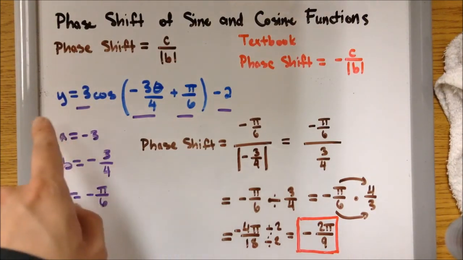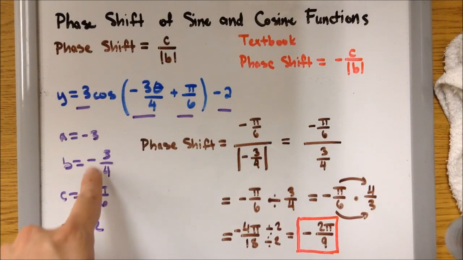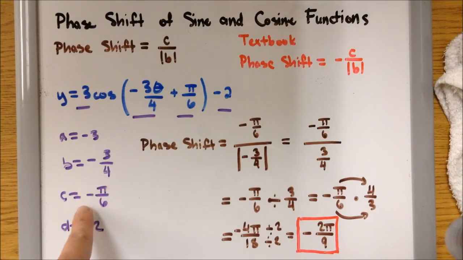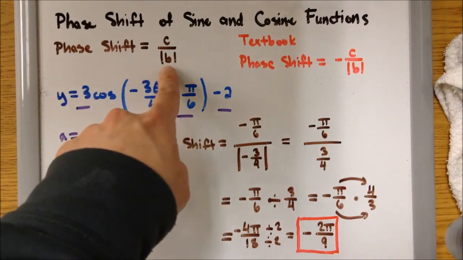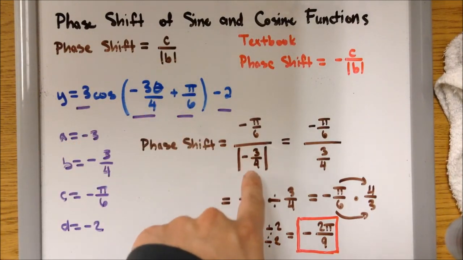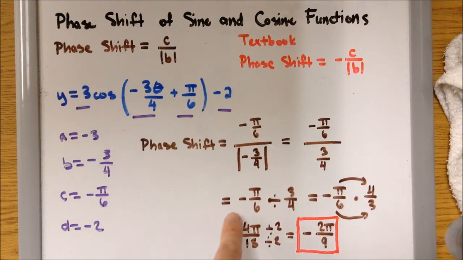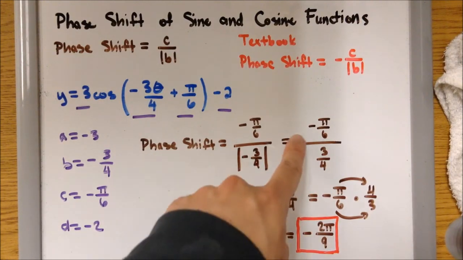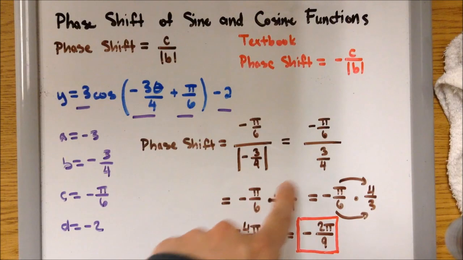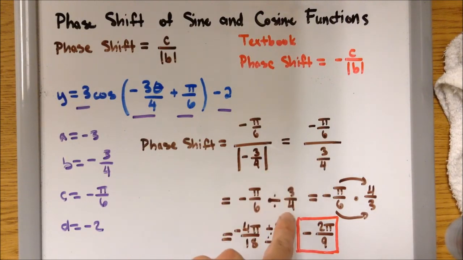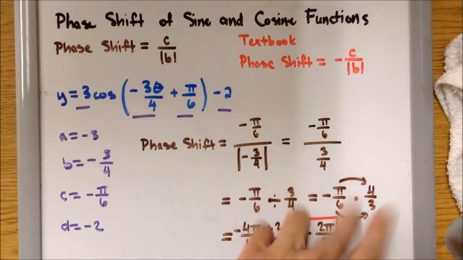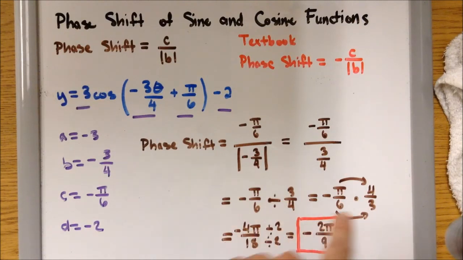So, to review, we got our B value negative 3/4 and our C value negative pi over 6. Plug it in to this formula, and then did the absolute value of negative 3/4, which is just 3/4. We wrote it as a division, so numerator, negative pi over 6 divided by 3/4. Change it to multiplication and flip the second fraction. When we multiply, we got negative 4 pi over 18. Divide top and bottom by 2, we get negative 2 pi over 9. That's our phase shift.